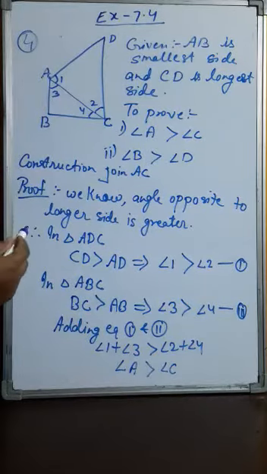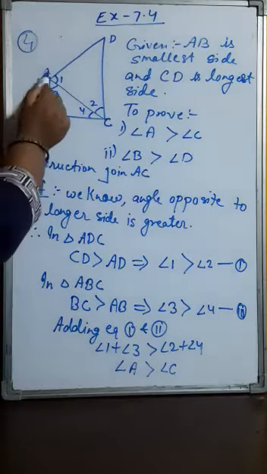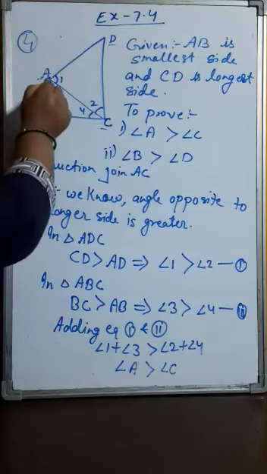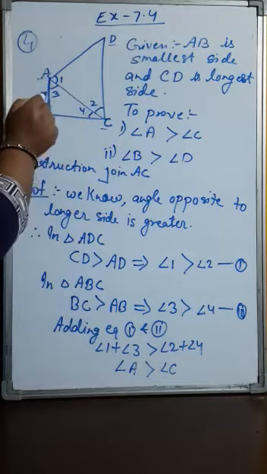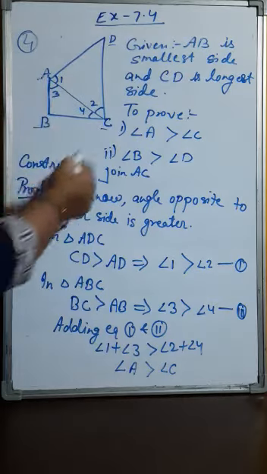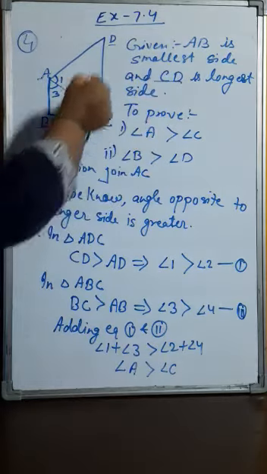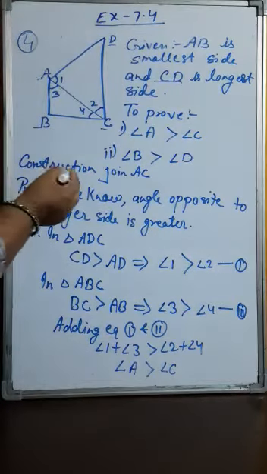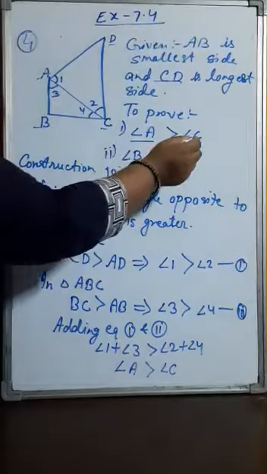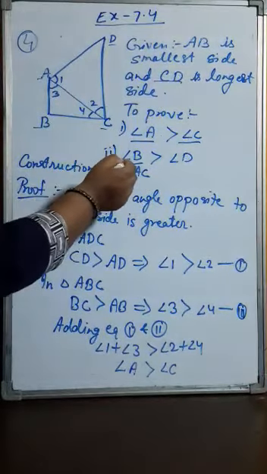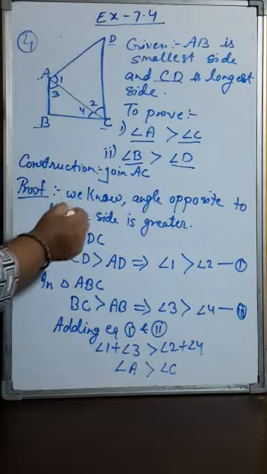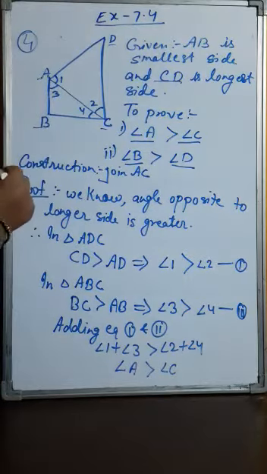Question number 4 says, you can see a quadrilateral ABCD is given to you, and AB is the smallest side. This side AB is smaller than the other three sides, and CD is the longest side. This means this line CD is the longest side. We have to prove that angle A is greater than angle C and angle B is greater than angle D. For that, a construction is required: first we will have to join AC.